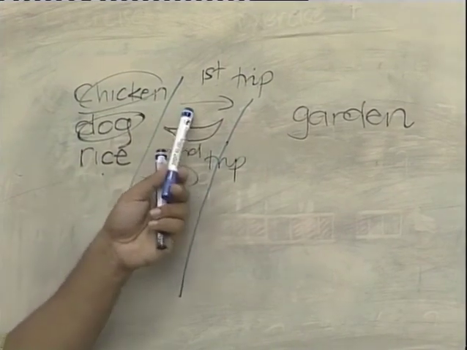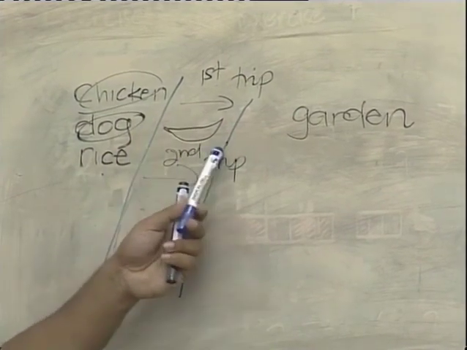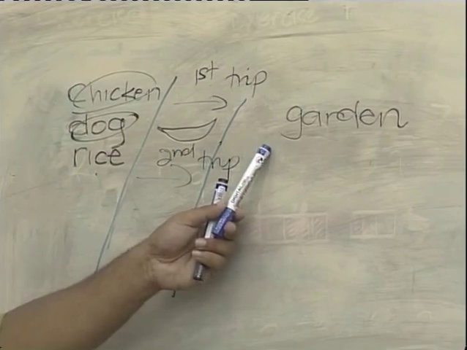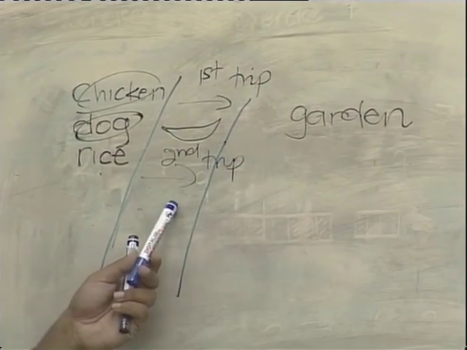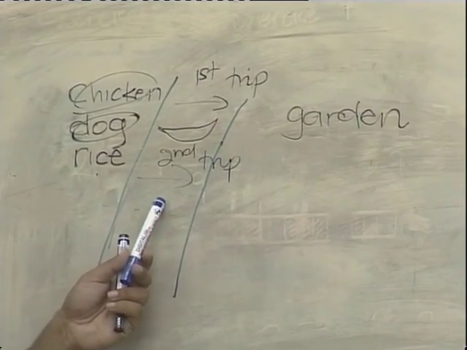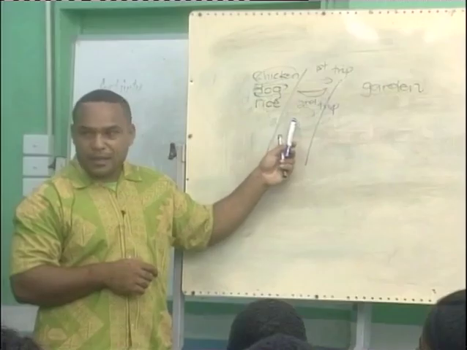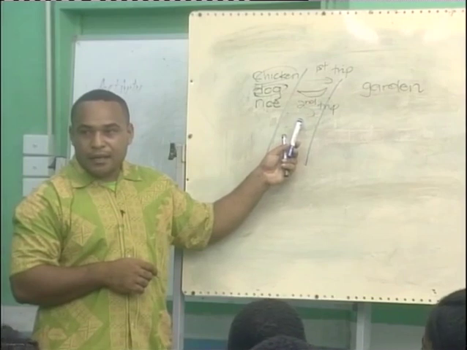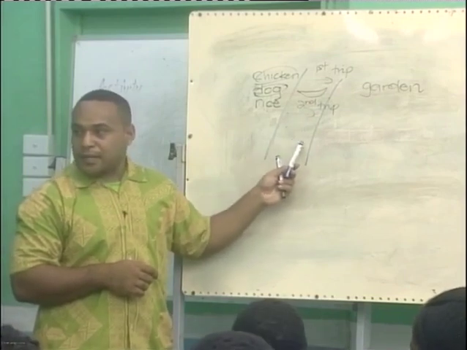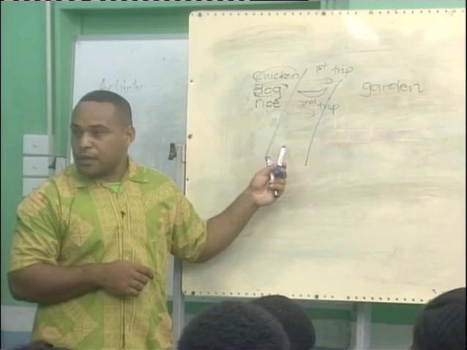On the first trip, what did we say? The farmer will take the chicken to the other side. On the second trip, the dog. Are we correct? Okay. What will be the third trip? What will the farmer do?